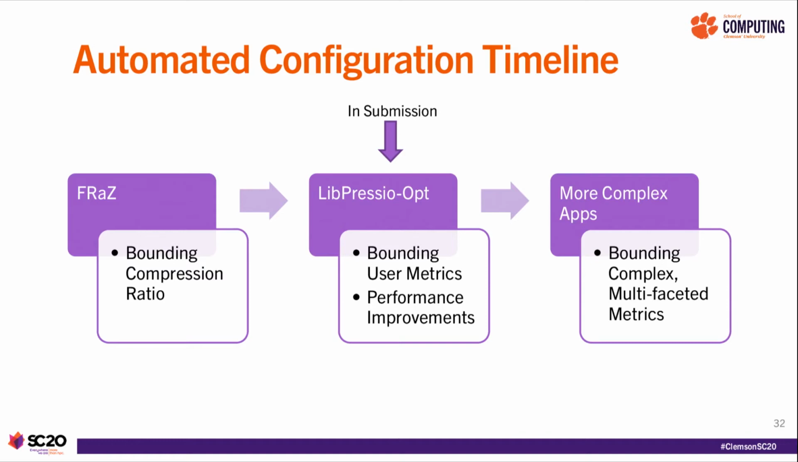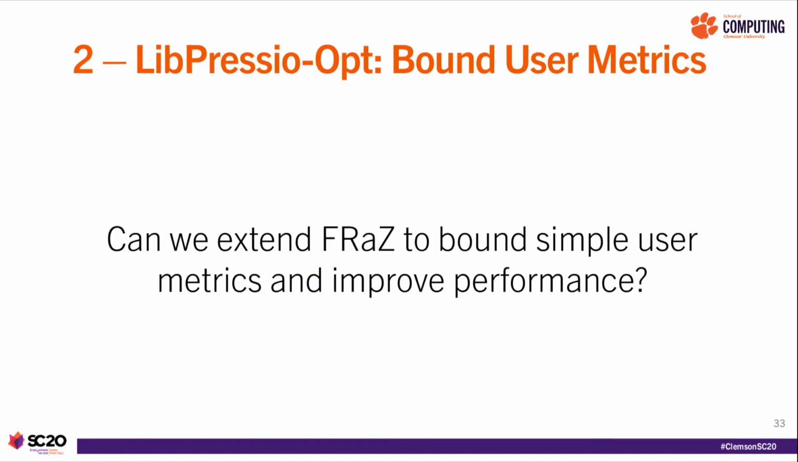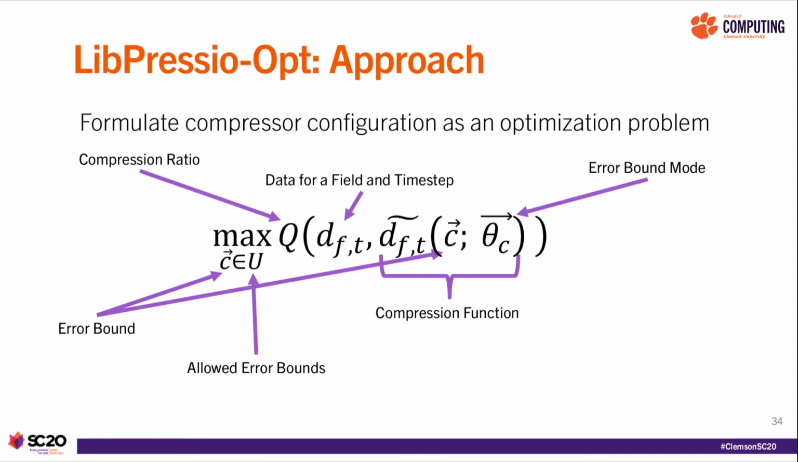Let's move on to the second work, LibPressio-Opt, which attempts to bound user metrics and includes performance improvements, currently in submission. The question we ask here is, can we extend FRaZ to bound simple user metrics and improve performance? We'll begin with the same formulation we used in the FRaZ paper and make several modifications.